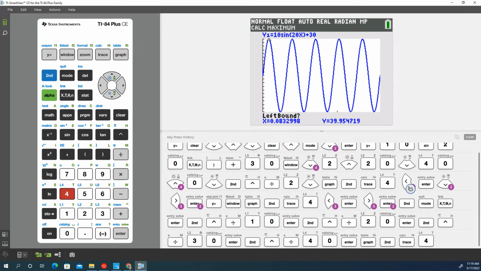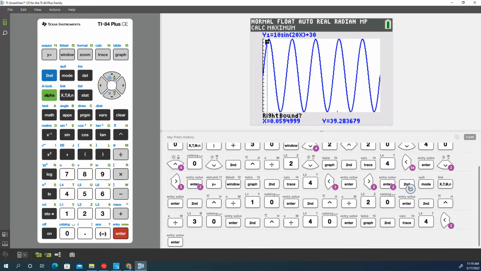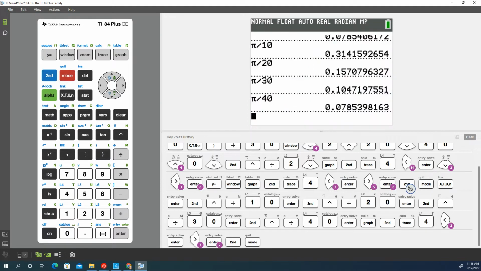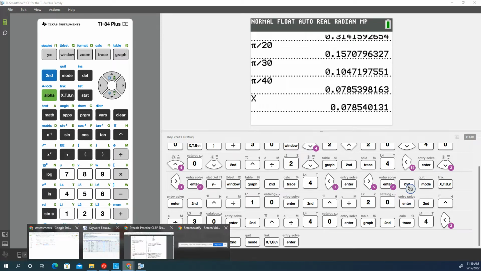Yeah. Okay, so the maximum, I just have to do it again. So see how right now it's in my X? So if you quit out of your screen and you just hit the X button, enter, it'll feed down that number. And that just gives you a visual to compare it to. Okay, so it's pi over 40.